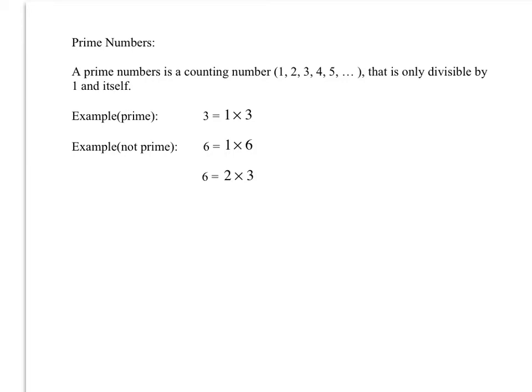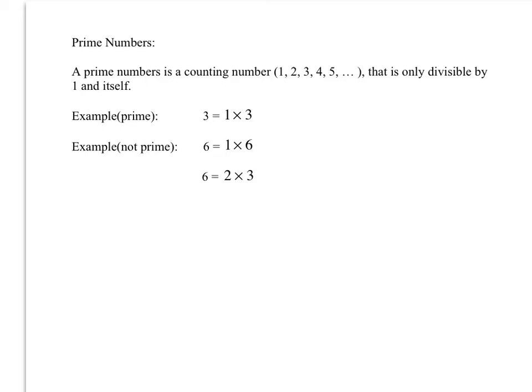Here I'll give you a couple of examples. One example of a prime number is the number 3. It is only divisible by 1 and itself, 3. Just like all numbers, all numbers are divisible by 1 and themselves, but if that's all that divides into that number, then that number is a prime number.